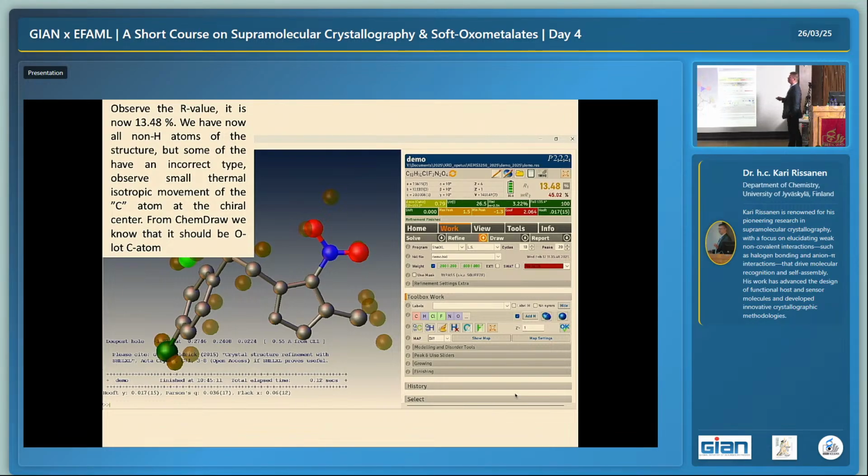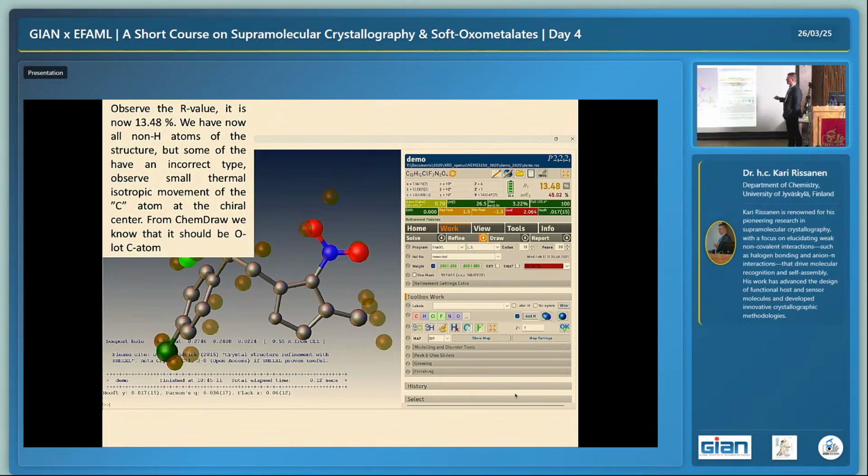And now we have all non-hydrogen atoms. We can see that from our structure that the chemist gave us. Okay, yes, we have all the atoms. It seems there are no other atoms. But now some of them are incorrect. So how do we know that they are incorrect? You can see the ball size here. The ball size indicates thermal movement. And the thermal movement is associated with the atom type, because each of the atoms has a different number of electrons, and then they diffract differently. So if we have an incorrect atom type, you can see this in the diameter of the ball.